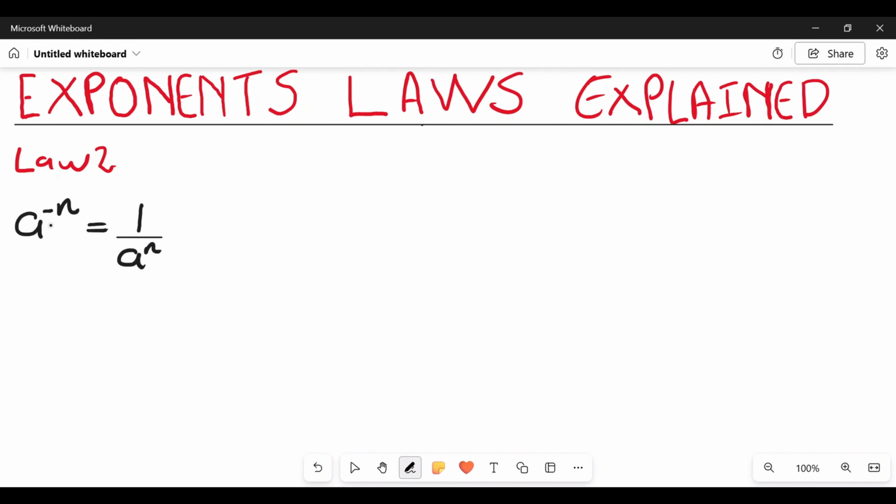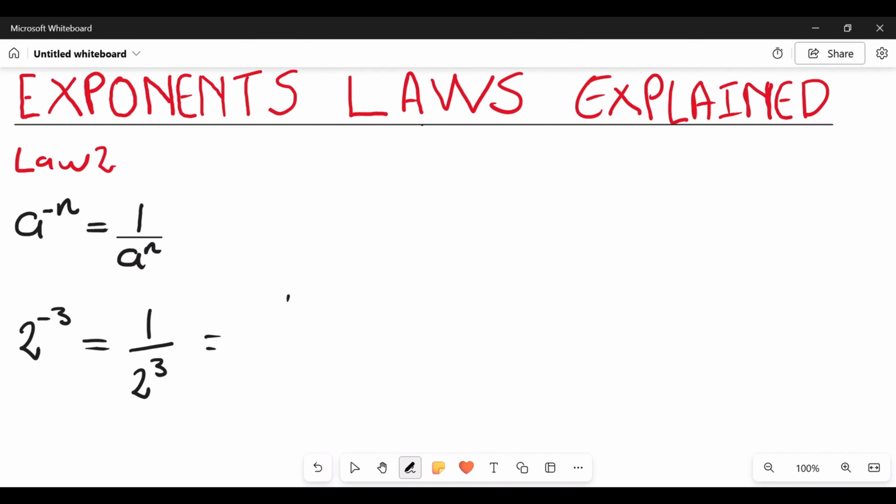All right, let's look at law 2. Now law 2: when we have the base to the power of a negative exponent, or negative n, the answer is going to be 1 over a to the power of n. So let's see if we can do some actual examples here. Let's say we have 2 to the power of negative 3. In this case, 2 is our base and our exponent here is negative 3. Now you can rewrite this according to this law, 1 over 2 to the power of 3.